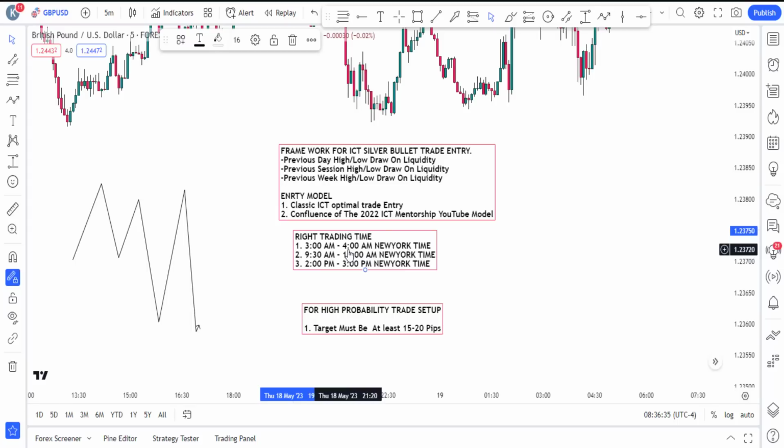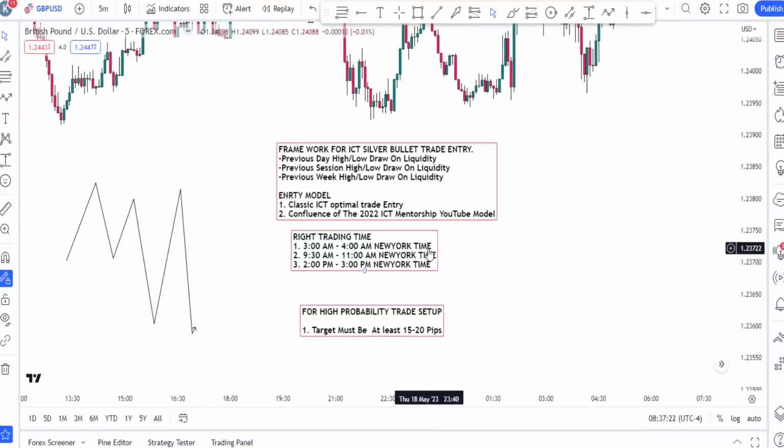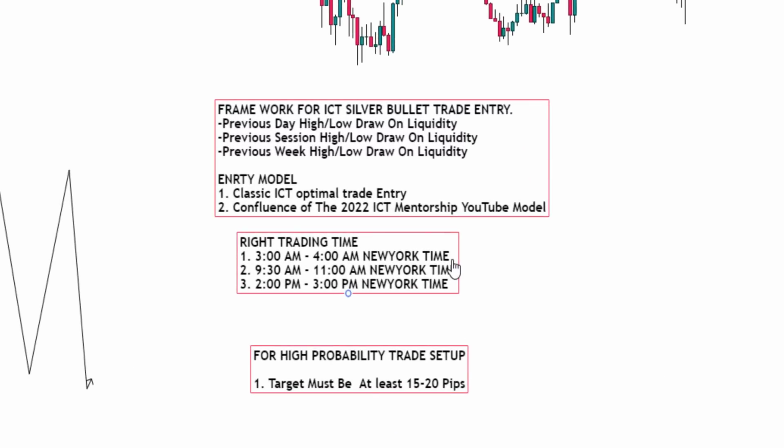This is actually one of the best ICT strategies you can find out there. So we are going to focus on 3 a.m. to 4 a.m. New York time, not New York session. I said New York time. I'm going to show you how to get your TradingView to New York time, and then you're going to get the setup. I've simplified everything for you in this video.